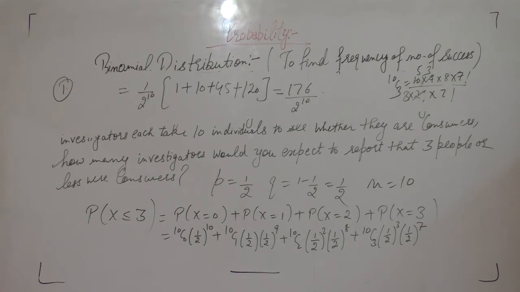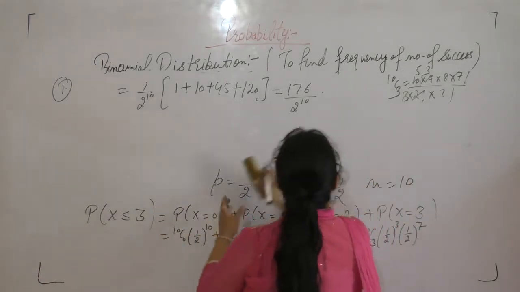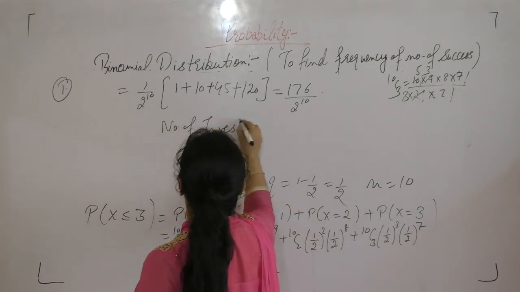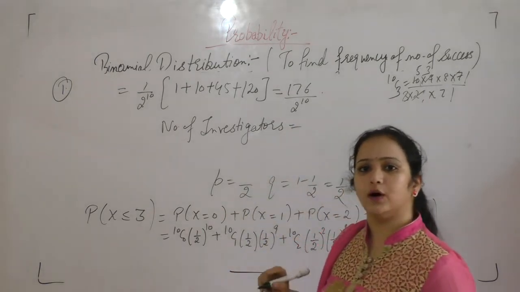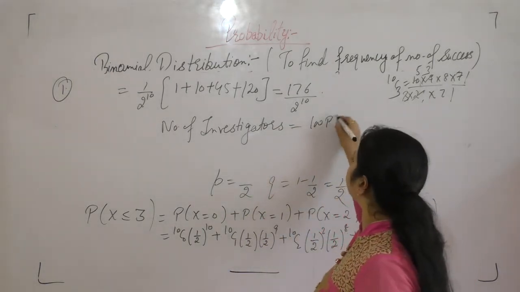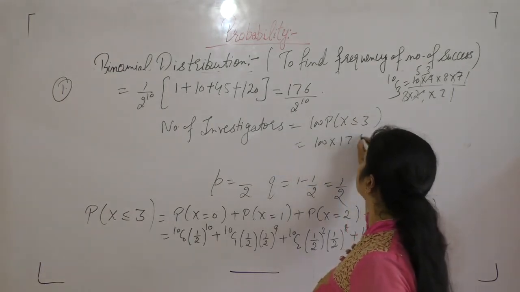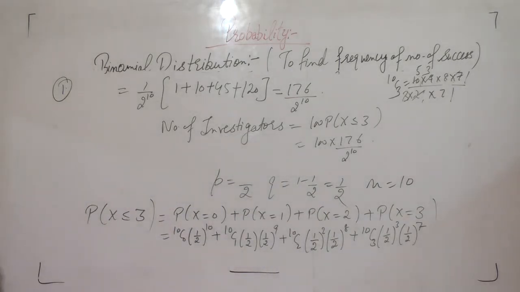Number of investigators reporting that there are 3 persons or less who are consumers: 100 into probability x is less than or equal to 3. So 100 into 176 upon 2^10.